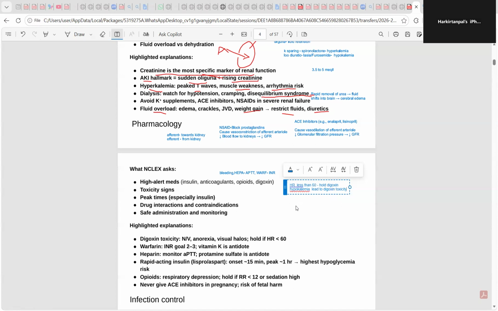And for an opioid patient, if we are administering opioid, what do we need to monitor? It will suppress all the body functions. The client will become drowsy, then respiratory depression.